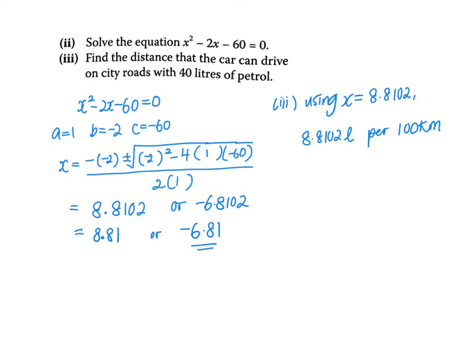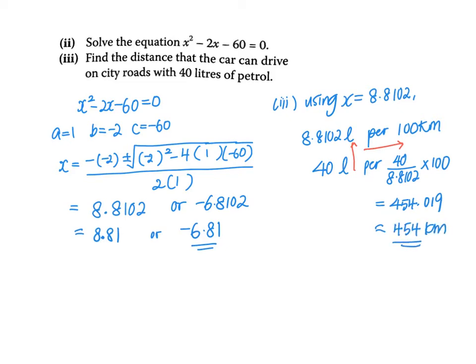Now they ask us to find out how far we can travel with 40 liters. How do we get the answer? That will be 40 over 8.8102 times 100. So the distance will be 40, and it gives us a distance of 454.019, rounded off 454 kilometers. Have you gotten the answer?